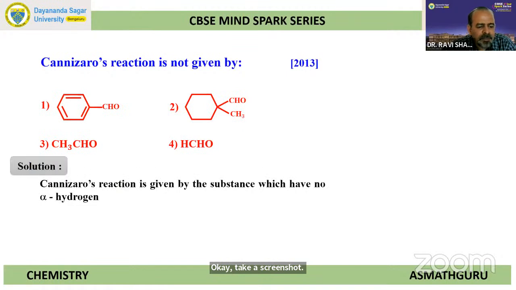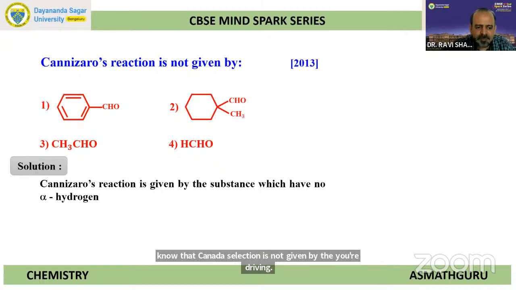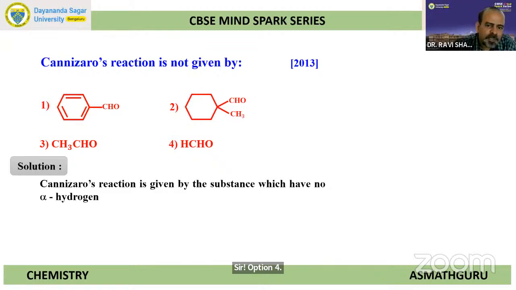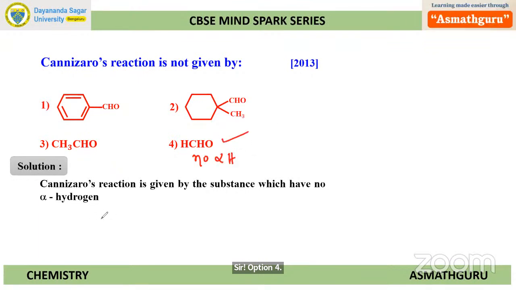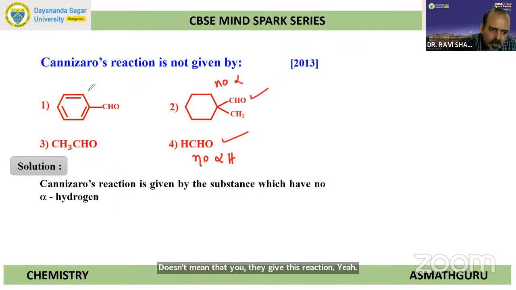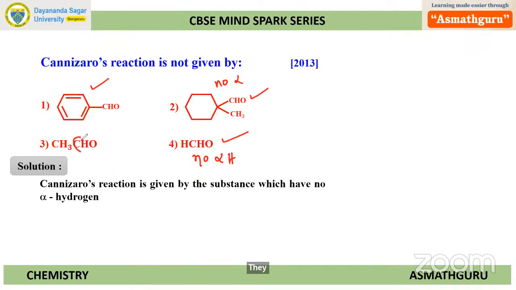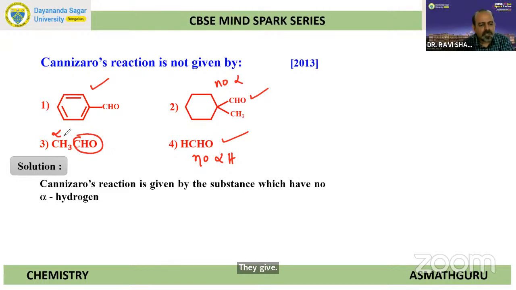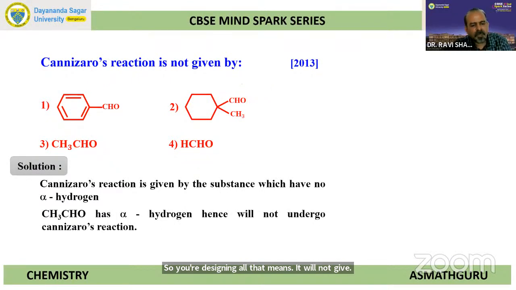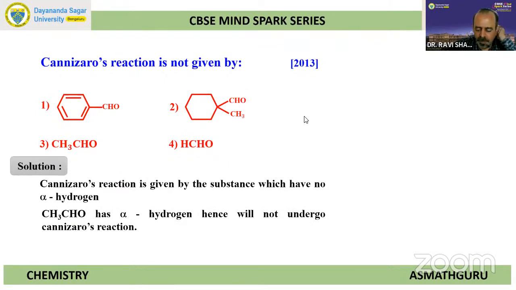The Cannizzaro reaction is not given by which one? You know that the Cannizzaro reaction is given by aldehydes having no alpha hydrogen atom. Sir, option 4 does not have alpha hydrogen. No alpha hydrogen means they give this reaction. Option 3, no alpha hydrogen, they give. This is a functional group. So this is alpha, CH3. So it is having alpha hydrogen, that means it will not give. Take a screenshot.